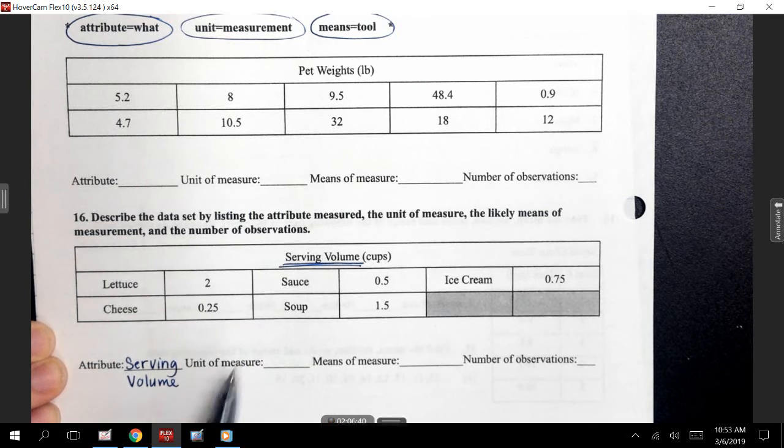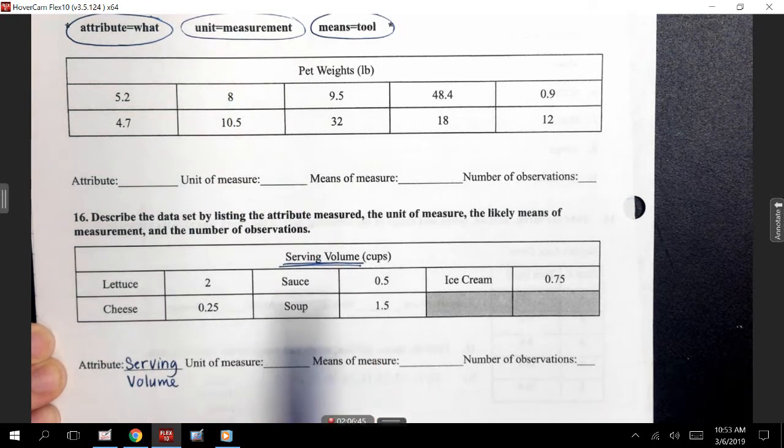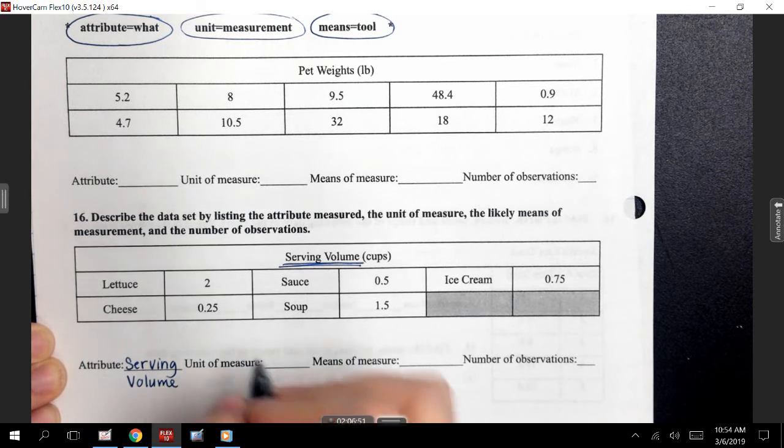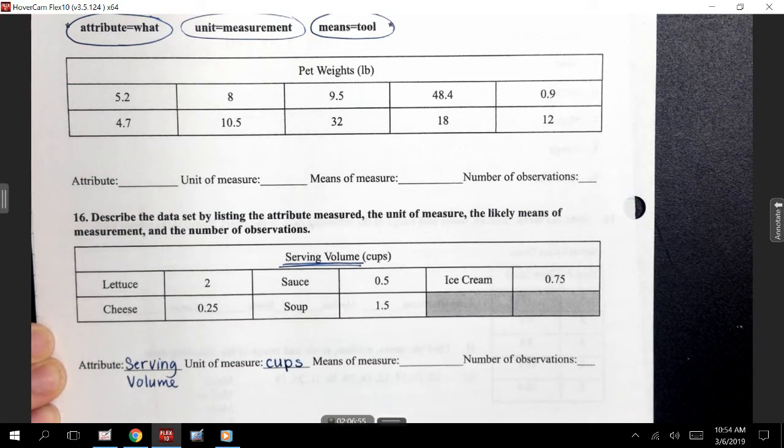Okay. The unit of measure, that is the measurement. What measurement is this chart using? What type of measurement do we have here? Kaylin? That's my cups. So I'm measuring my servings with cups.